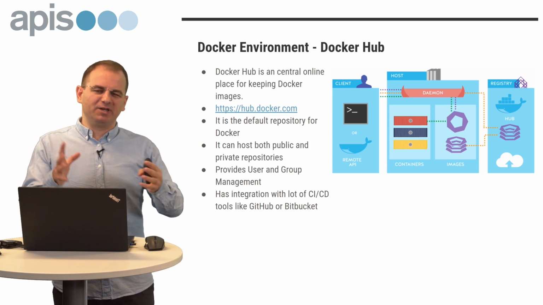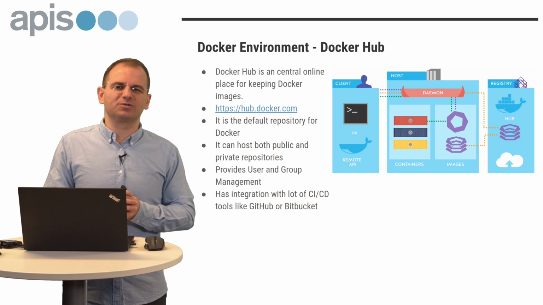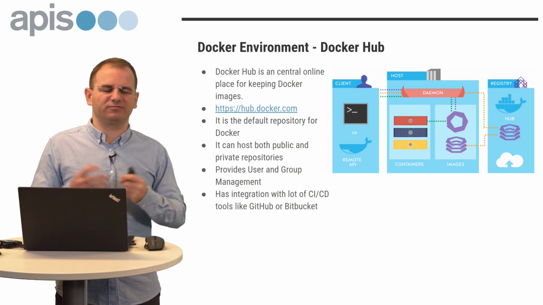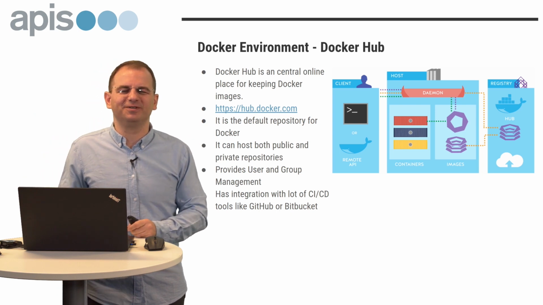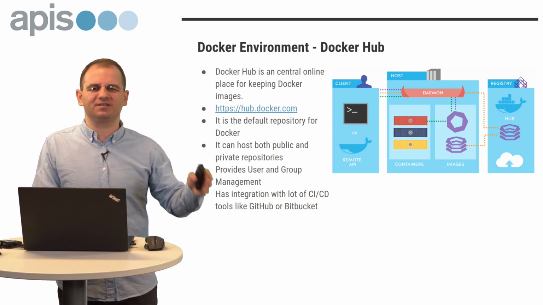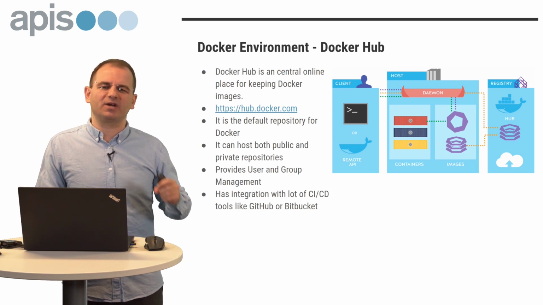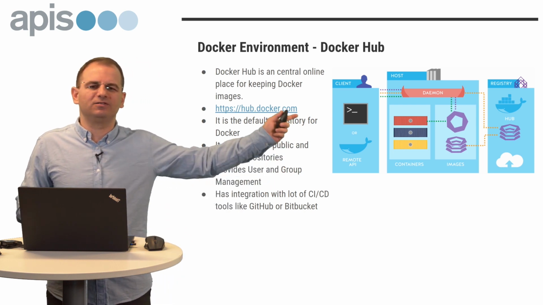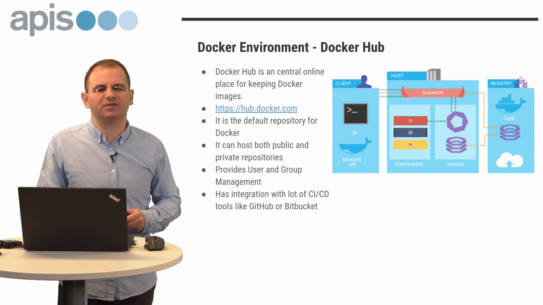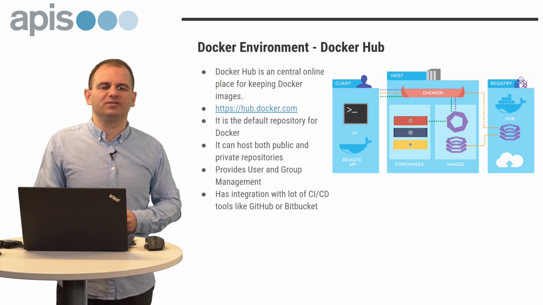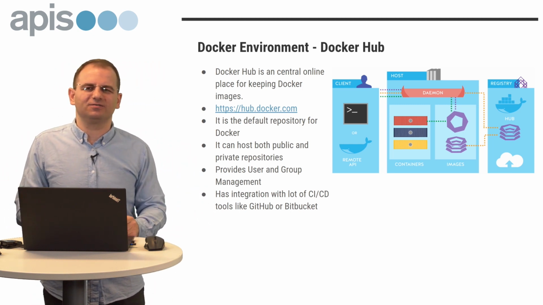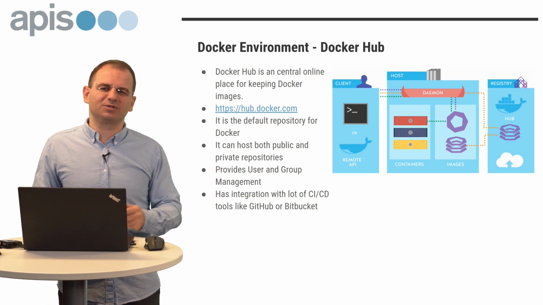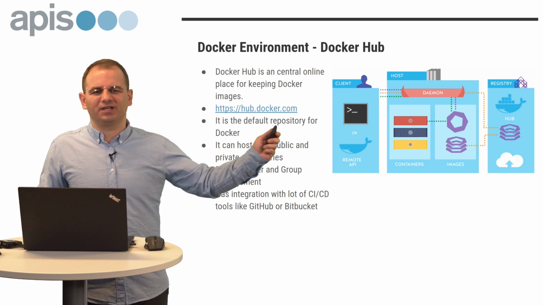And I said public, but there are options to have private registries in there. For example, if you are a company, you don't want to have your images with all your software readily available out there for everybody. You want to secure them, that's available. You have user group management, private repositories, and so on. And Docker Hub as well has quite a good integration with modern tools for continuous integration like GitHub, Bitbucket, GitLab, anything that's out there and that's important and known has an integration with Docker Hub.